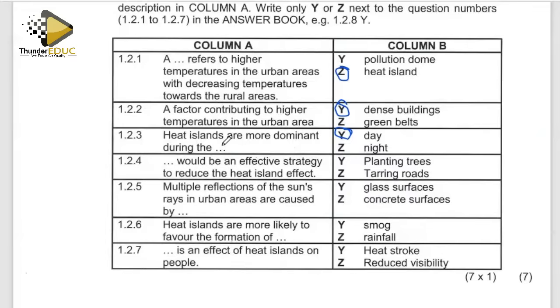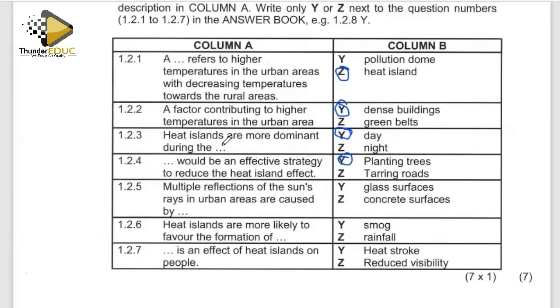Right, moving on to the next question, it says, dash would be an effective strategy to reduce the effect of heat islands. What can we do to reduce the effect of heat islands? The correct response is Y, planting trees.